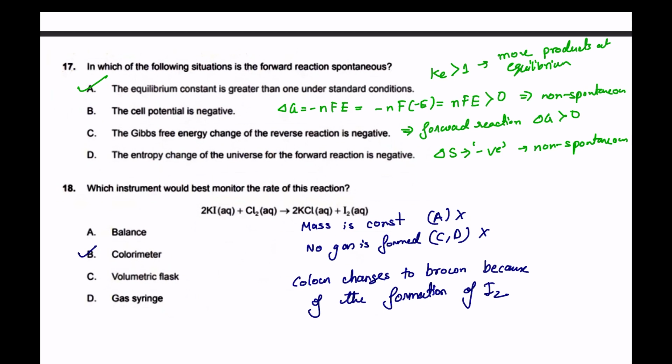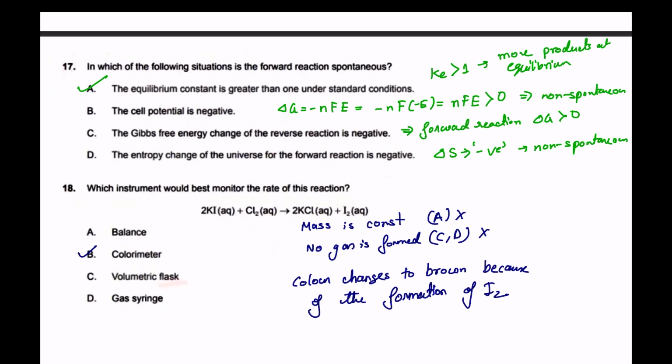Now in question 18, which instrument would best monitor the rate of this reaction? We have 2KI plus Cl2 gives you 2KCl plus I2. In a chemical reaction, mass is conserved, so the total mass of the reaction will never change. So using a balance will never work. No gas is produced here, so the gas syringe is also useless.